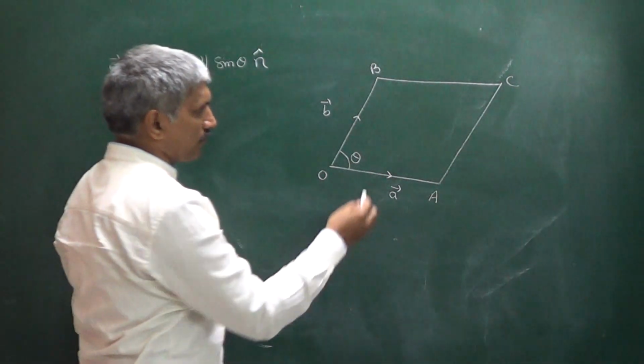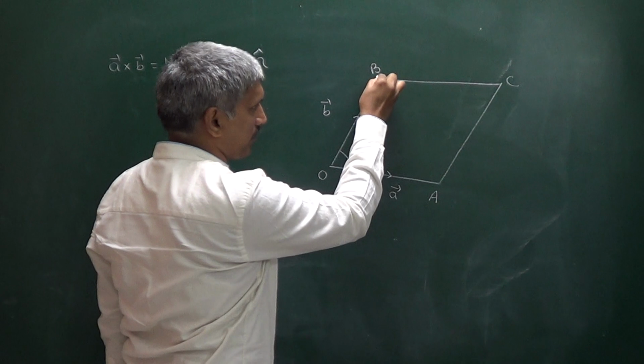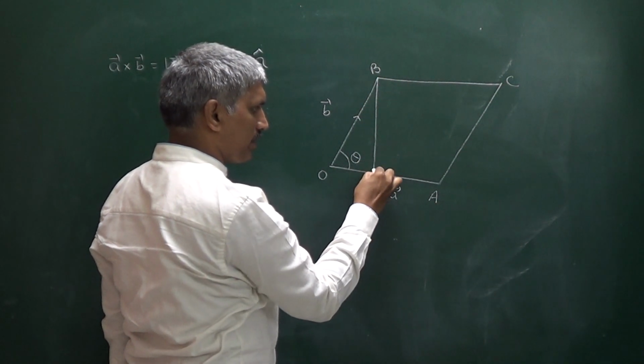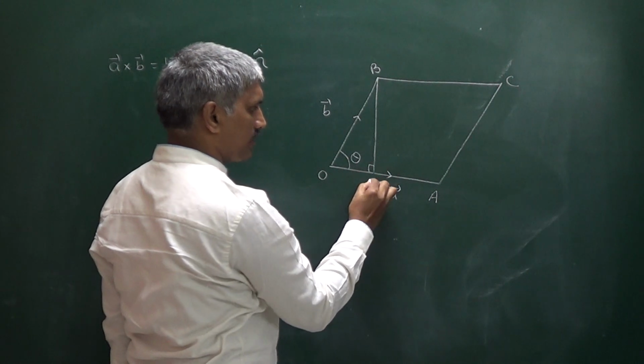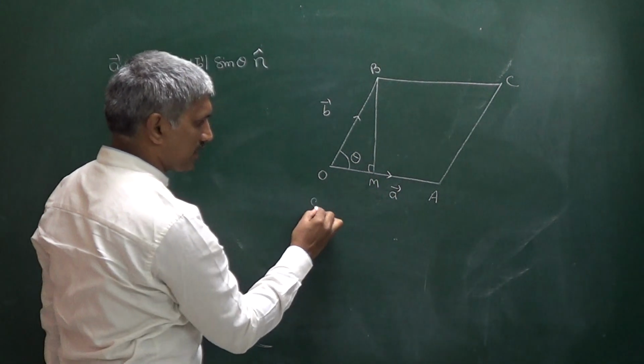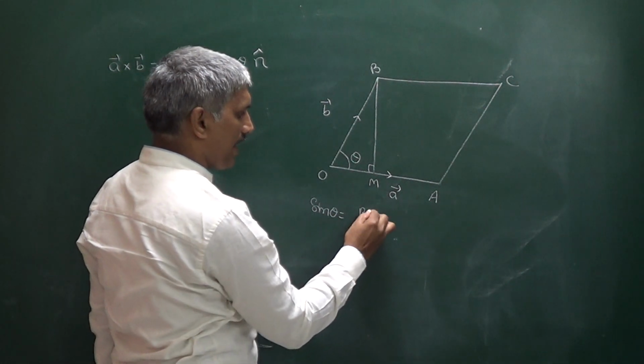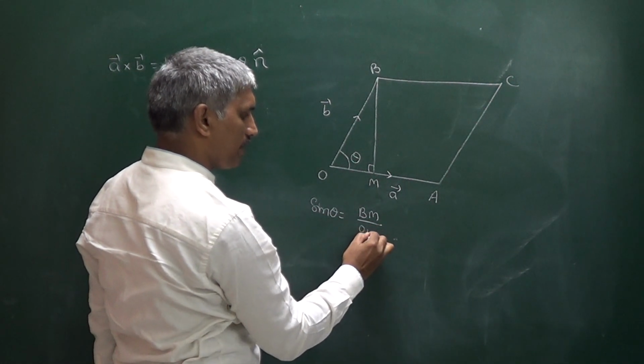Now from this diagram, from the point P onto OA, a line is drawn perpendicularly. Let us say this one as M. Now from this diagram what we can write? Sin theta is equal to BM divided by OB.